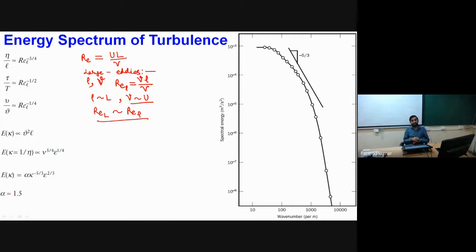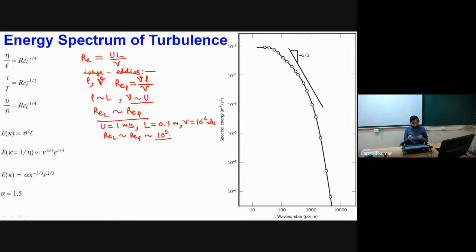Now, if we take even a very simplified situation where our mean flow velocity U is 1 meter per second, the length of the system is around 0.1 meter, and air is flowing over this, then obviously the kinematic viscosity will be of the order of 10 to the power minus 6 meters squared per second. From here, if you calculate the Reynolds number of L, which is of the order of the Reynolds number of the largest eddy, you will find it is somewhere around the order of 10 to the power 5.